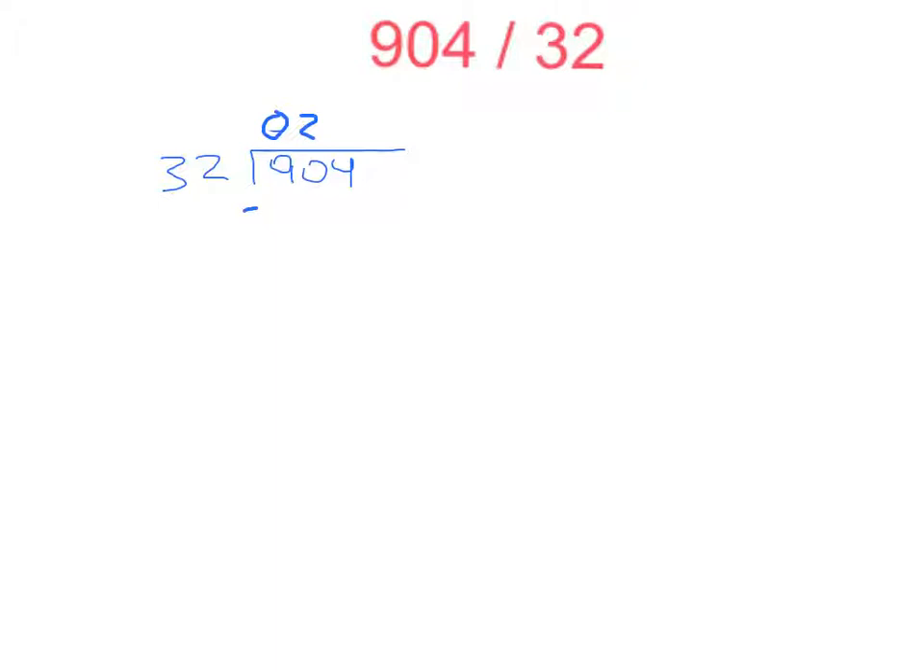32 times 2 is 64 right here. 90 minus 64. We have to regroup this, so we should make this 8, and the 0 would be 10. 10 minus 4 is 6. 8 minus 6 is 2. Okay, and right now I see again we have one more problem here. 32 will not go into 26, so what I have to do is bring down this digit right here, 4.